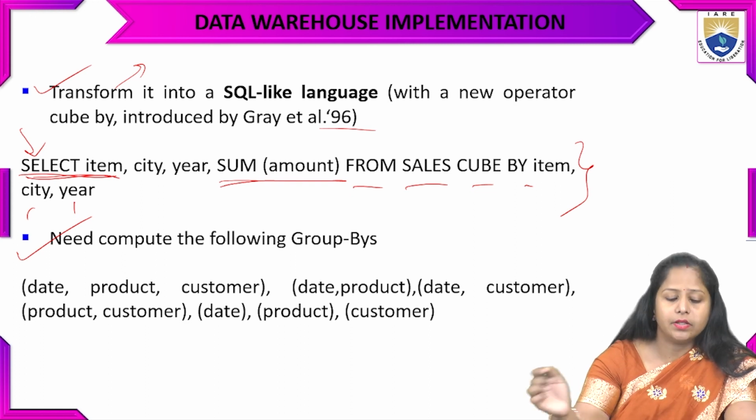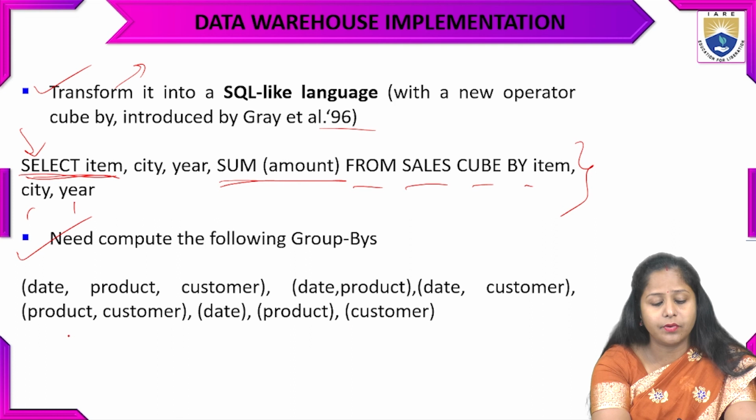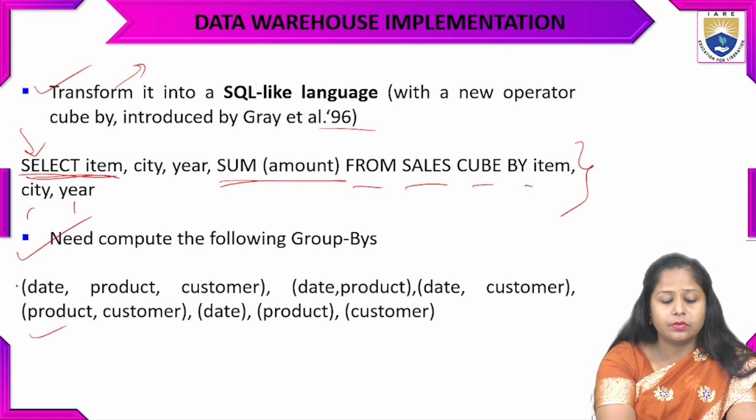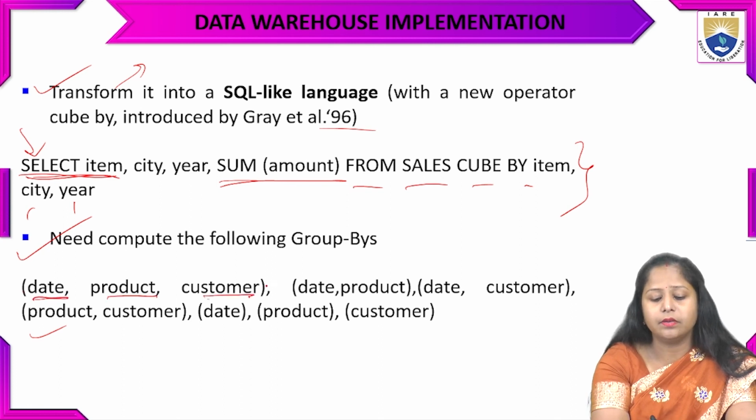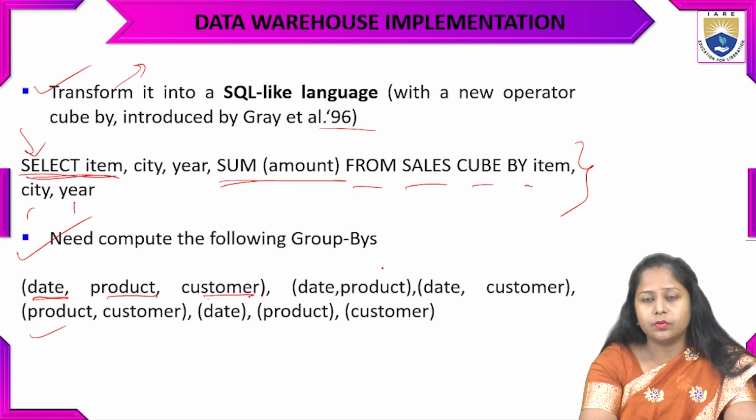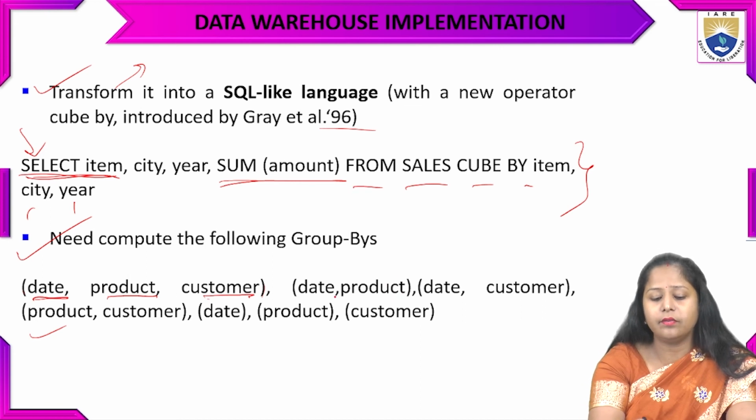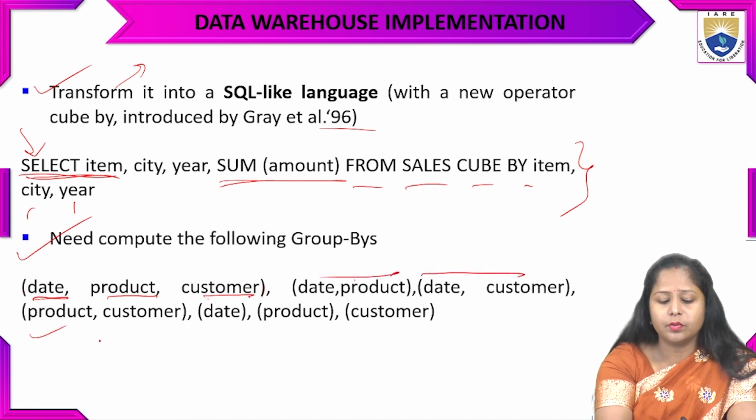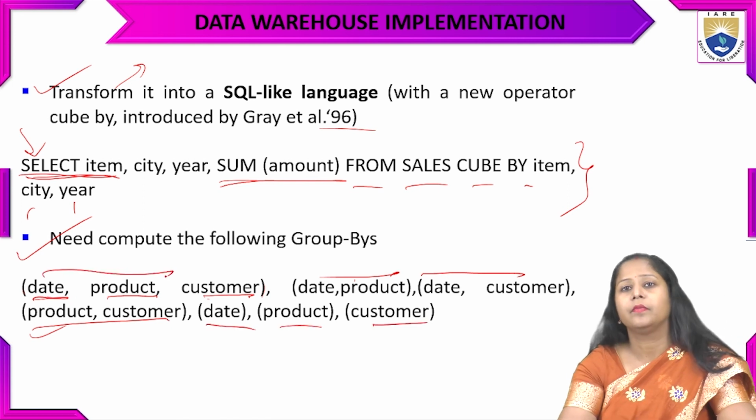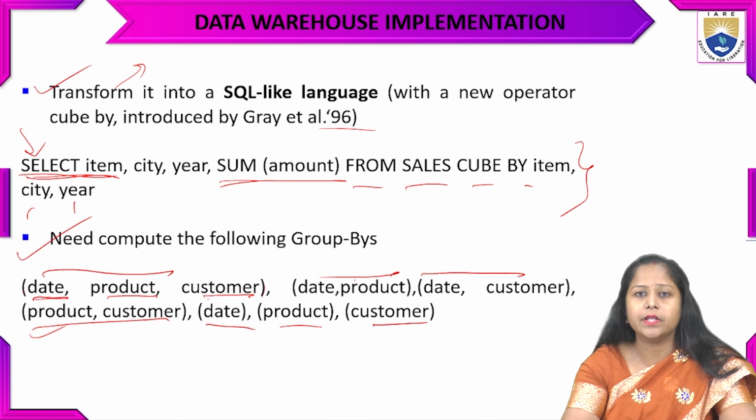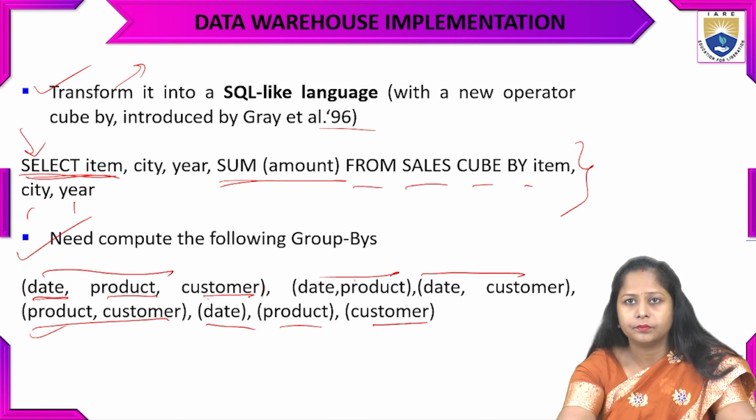So what will that be? For example, we have the same example. For that, we need to write in the bracket date, product, customer, right? Again, we need to write date, product. So that will be the group by for the different groups to compute the different queries. In this phase of implementation, we need to write this group by syntax.